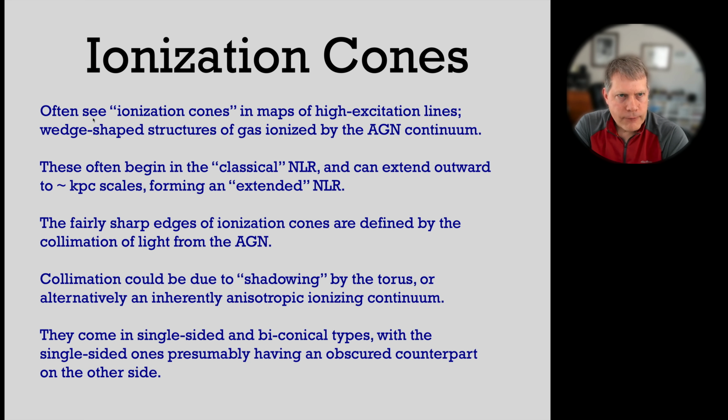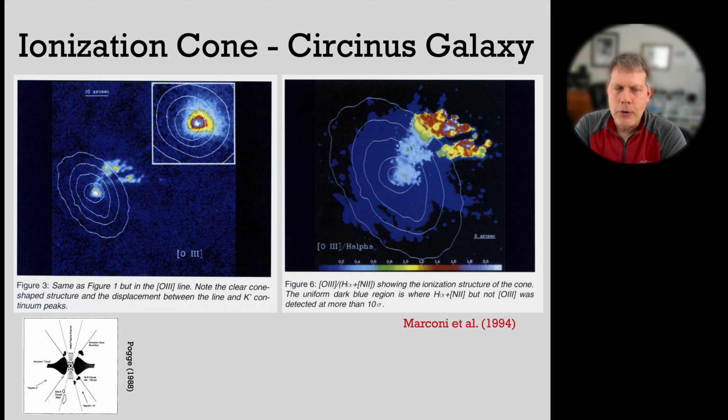So, people often see so-called ionization cones in maps of high excitation lines. These are wedge-shaped structures of gas that are being ionized by the AGN continuum, and they often begin in the classical narrow line region and extend outward, reaching kiloparsec scales, thereby forming this extended NLR. Okay, and it's best just to show you a few examples to appreciate what I'm talking about here.